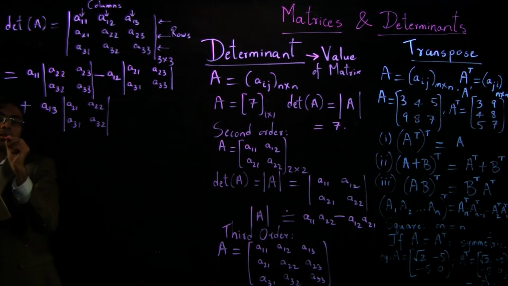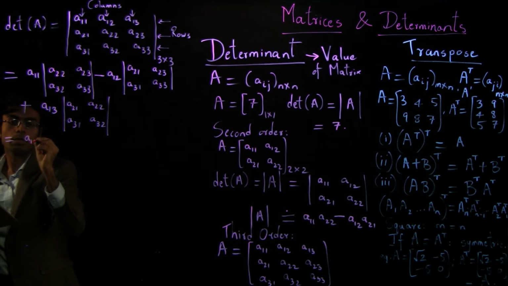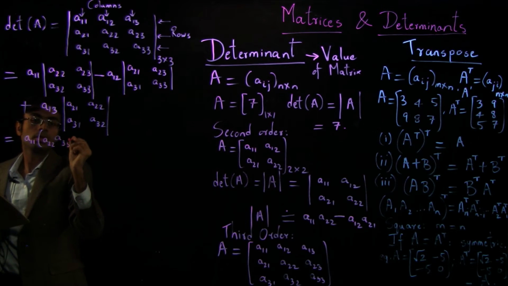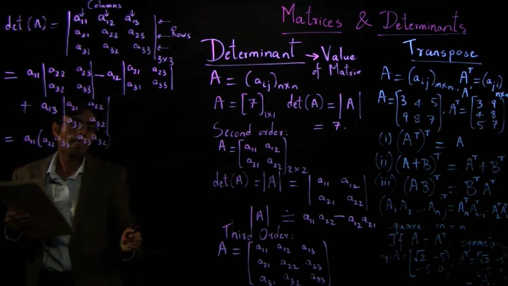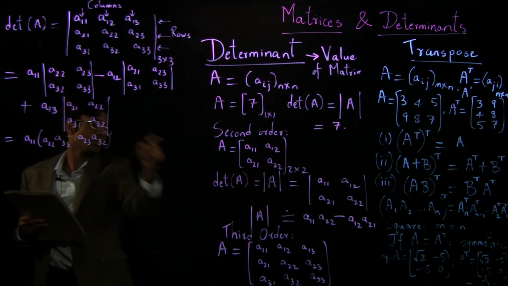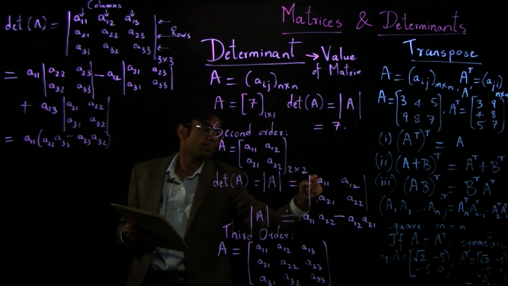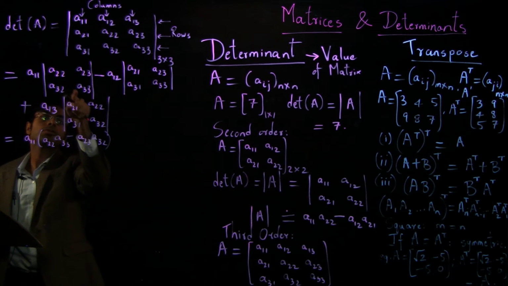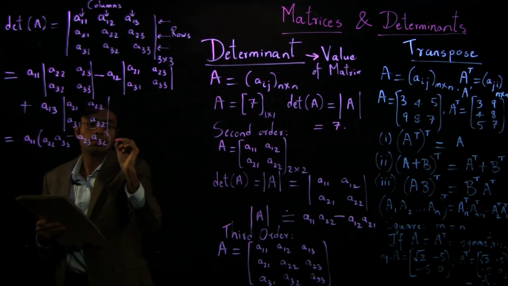And so the final answer for the expansion of the third order determinant is this product. So A11 times A22, A33 minus A23, A32. How did we get this? Well, using the second order definition. For the second order, as you remember, it's the product of the diagonal elements, and from that you subtract the product of the non-diagonal elements. So that's what we did here for the first term. A22 times A33 minus A23 times A32, and similarly for the other terms.